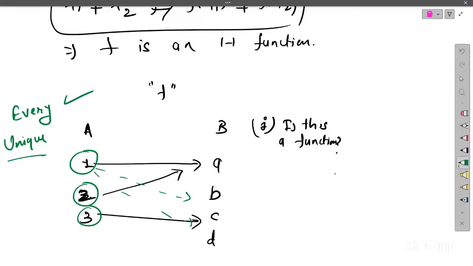So that's why every is there, unique is there. That's why it's a function. But it's not a 1-1 function, because for two distinct inputs, we are having the same output. So it is a function, yes, but not a 1-1 function.